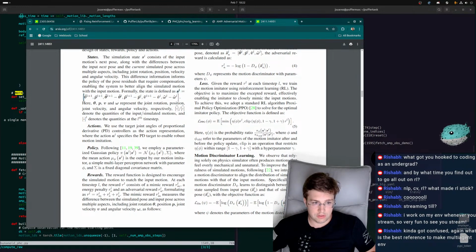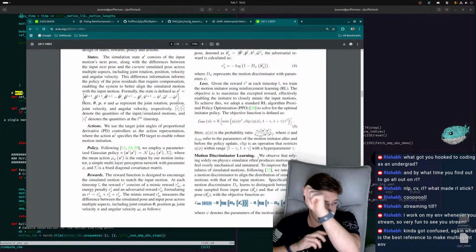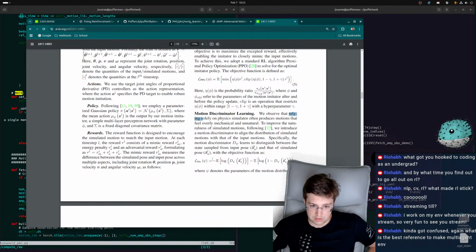So you have this for your simulated data and you have this from the data set. And then you take a difference here. There's never a difference of state to next state. It's only imitated data to simulated data. So the thing from the previous paper is just not relevant, because they replaced the motion discriminator here, solely on physics simulated. Yeah, okay.